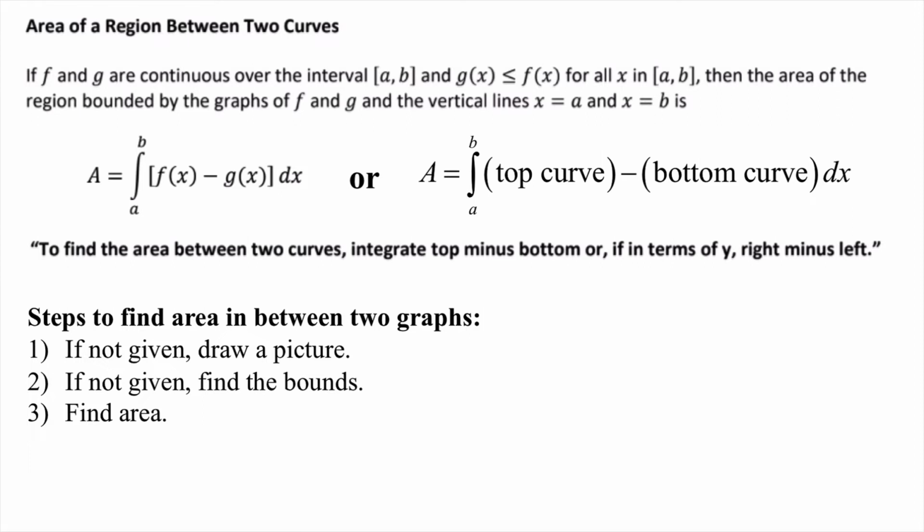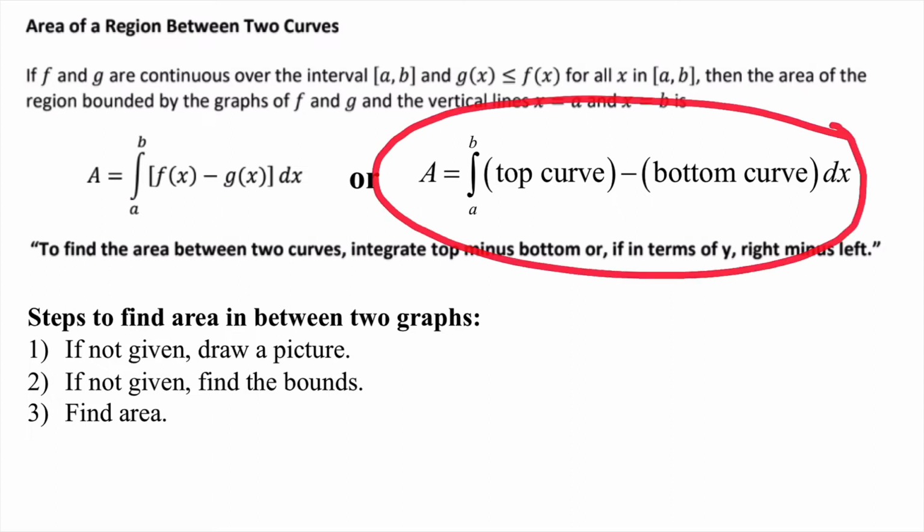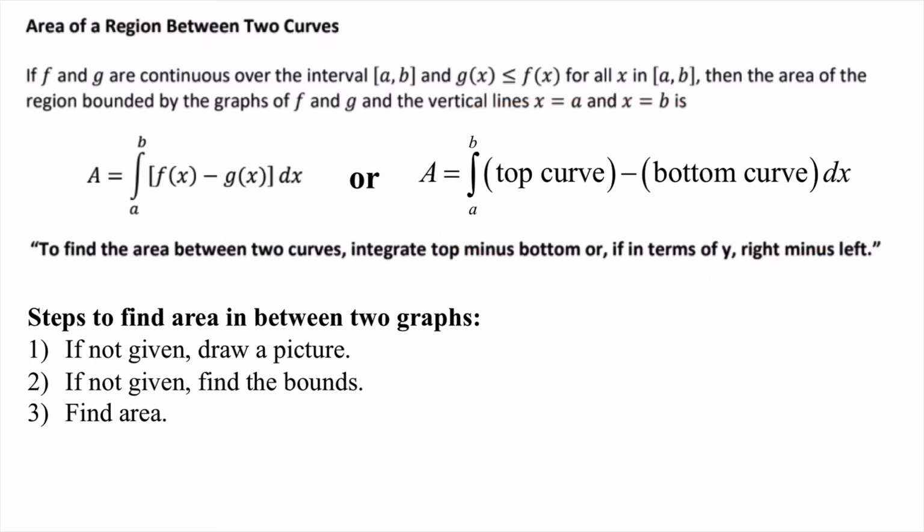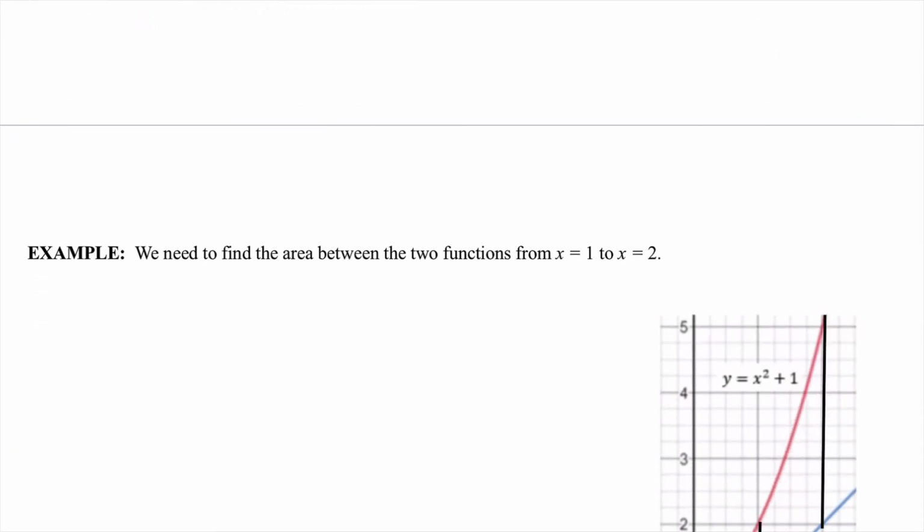Sometimes they won't give you the bounds, so you have to find them. Sometimes they will give you the bounds. It just depends. Once you do that, you just find the area. You plug it in, top curve minus bottom curve, and you do it. Once you get to this part here, we've done this before. It's just getting to that point. Since we've done stuff like this before, I'm just going to jump right in. So let's look at the first example.